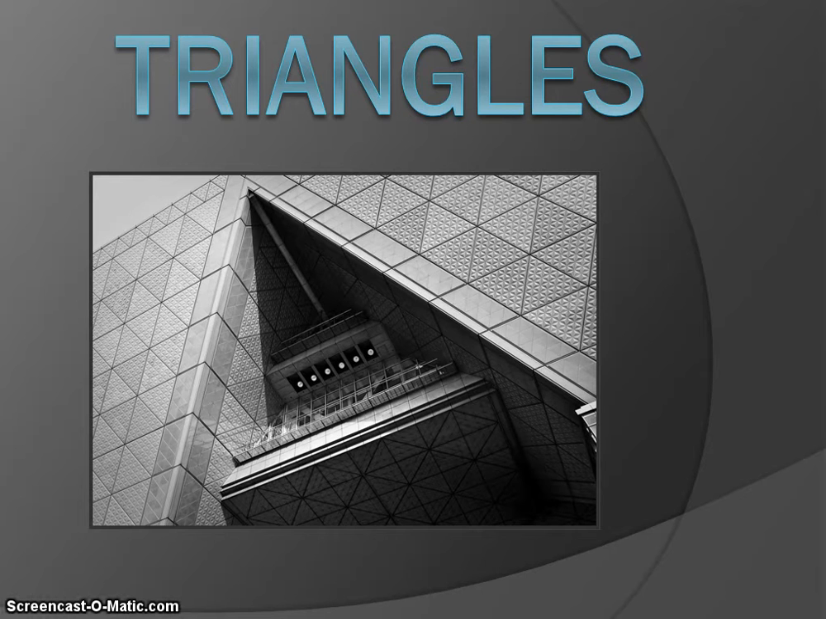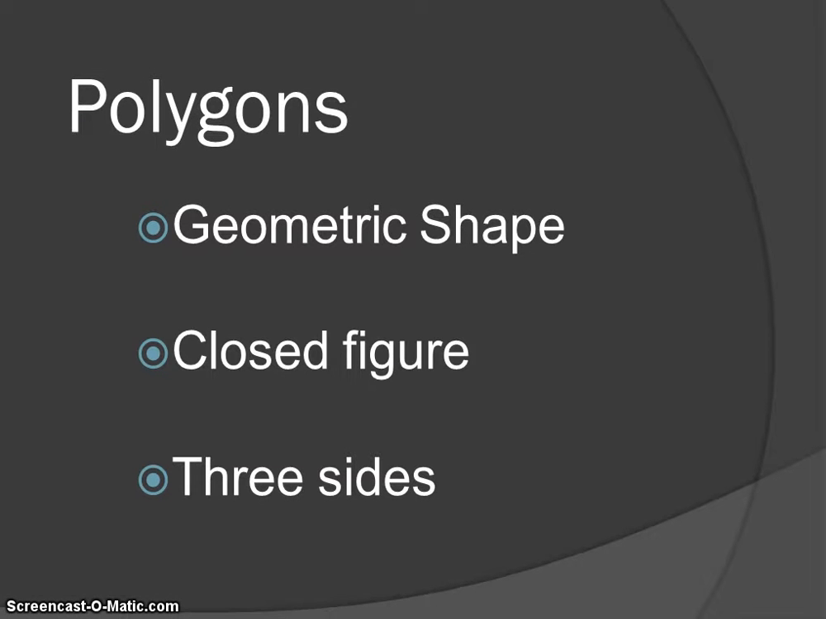Hello. Today we will be talking about triangles. Triangles are polygons, which are a geometric shape. Polygons are always a closed figure. Unique to triangles, they always have three sides to them.